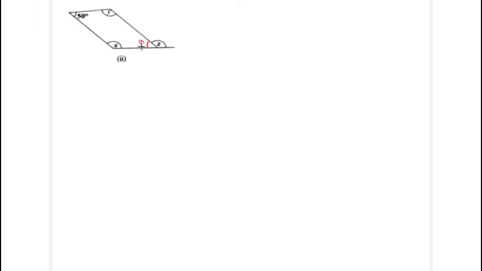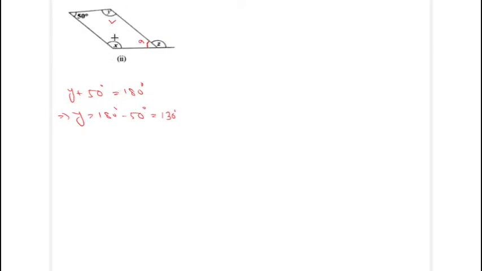Okay, so we have named it as A. Now first we will take out the value of y, because y and 50 are adjacent angles. y plus 50 equals 180 degrees. So this implies y equals 180 degrees minus 50 degrees, which equals 130 degrees. Okay, so the value of y I have got.